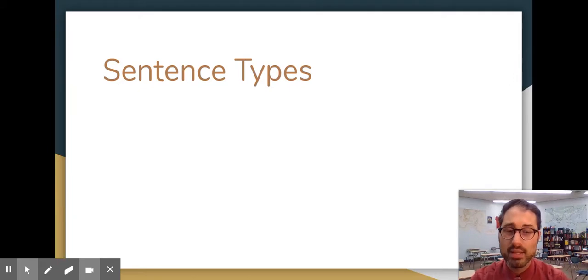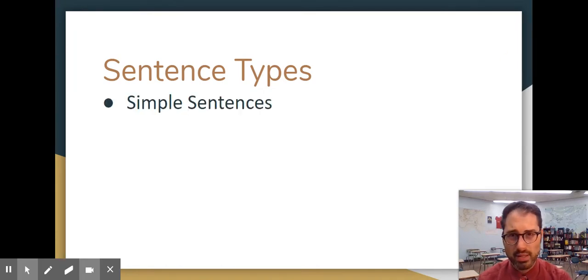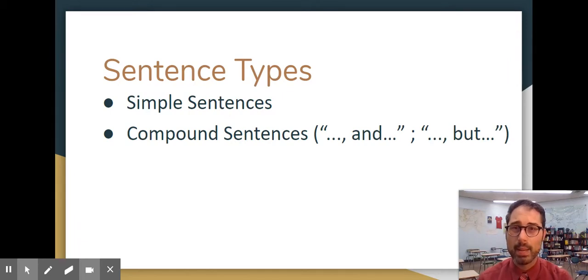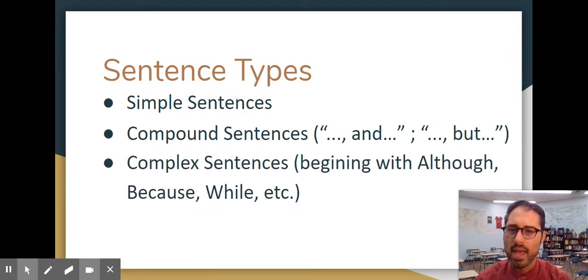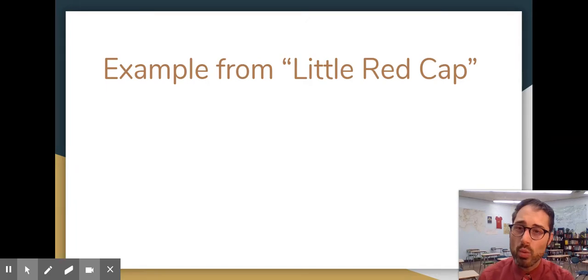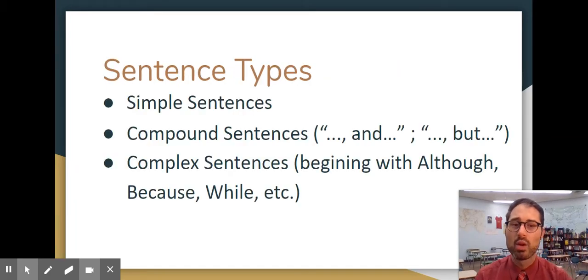Remember, as we write sentences, and we have videos here that you can refer to, you can also Google if you need to remember sentence types. We have simple sentences with one or two subjects and one or two verbs. We have compound sentences that combine two full sentences using comma and, or comma but, comma so, any of those coordinating conjunctions. And we have complex sentences, which one way to do that is to begin with words like although, because, while, and add a comma, and then finish the sentence. You can use any of these structures as your claim.